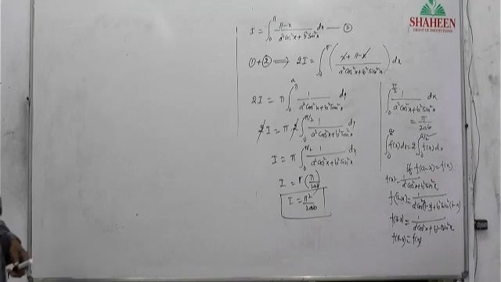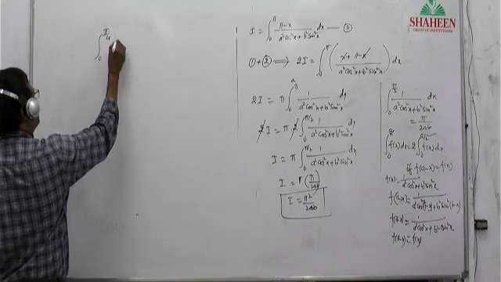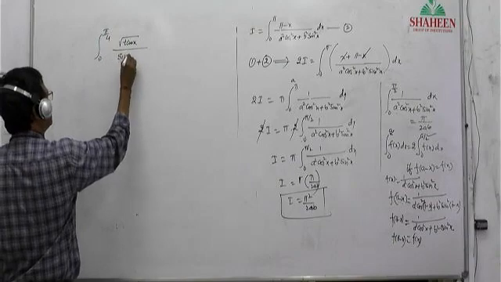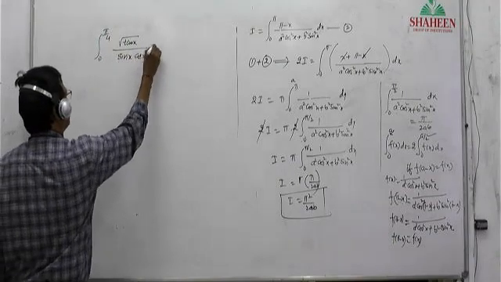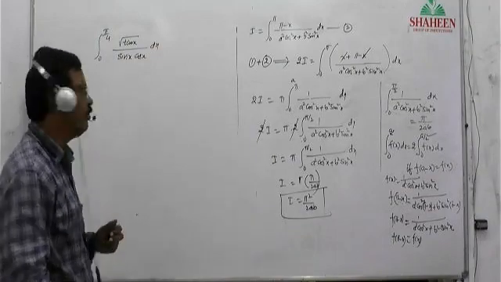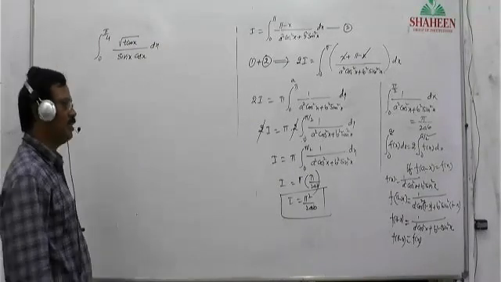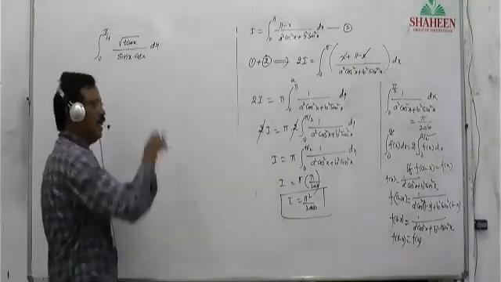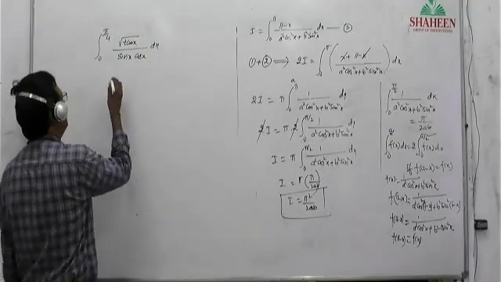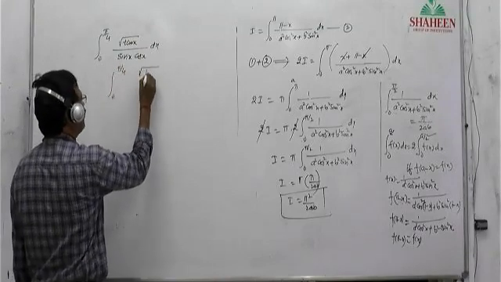Now, the integral from 0 to pi by 4 of root of tan x by sin x cos x dx. How do we find this integral? What is the problem given? It is the integral from 0 to pi by 4 of root tan x by sin x into cos x. How do we write this here? I am writing it like this: 0 to pi by 4, root tan x is there.